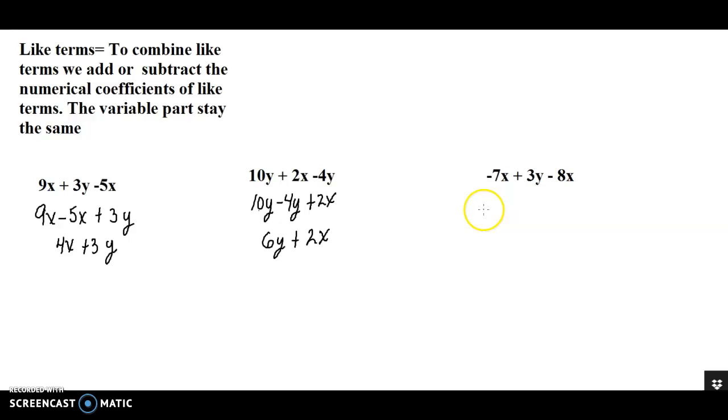Now let's rearrange. Negative 7x minus 8x plus 3y. So when I go to combine this, I'm looking at a negative 7x plus a negative 8x, and that would give me a negative 15x, and then bring down the plus 3y.